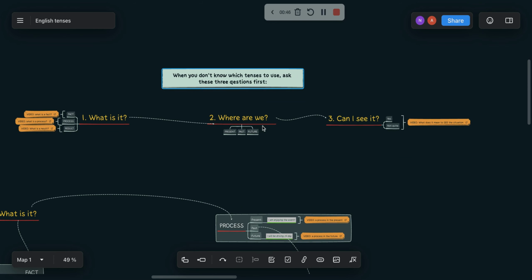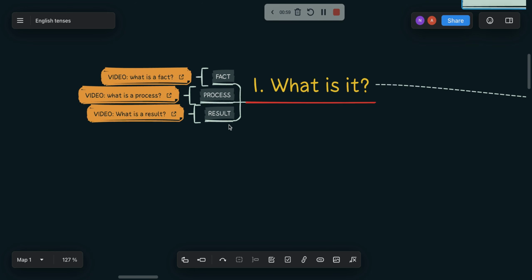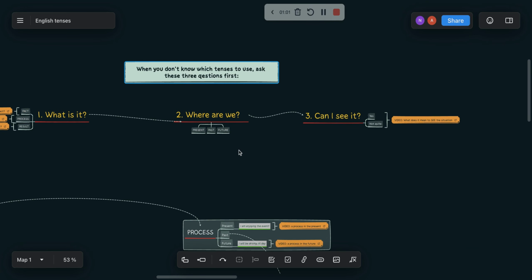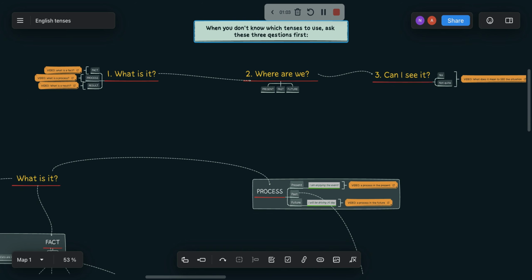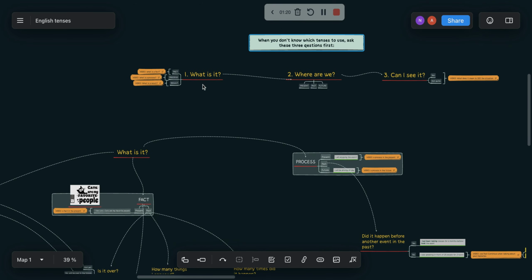What is it? Where are we? Can I see it? The orange parts are links to the videos that explain everything. A fact, a process, a result. The videos are super short. They're all under 1 minute long. The mind map consists of three parts. So this is part one, where you get introduced to what a process, a fact, or a result is.